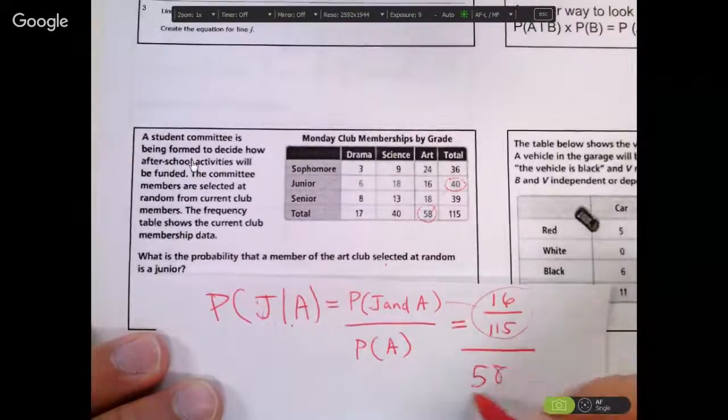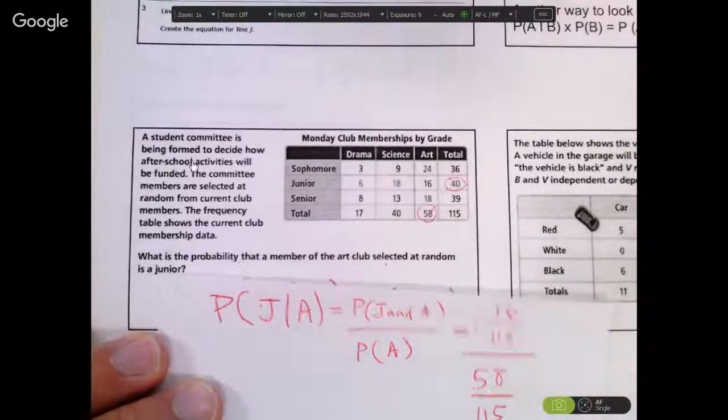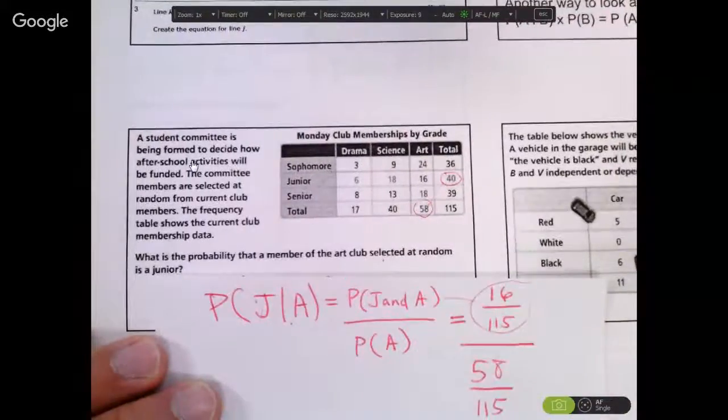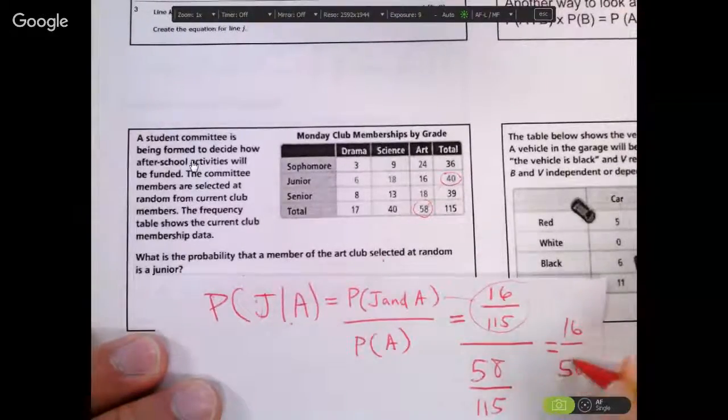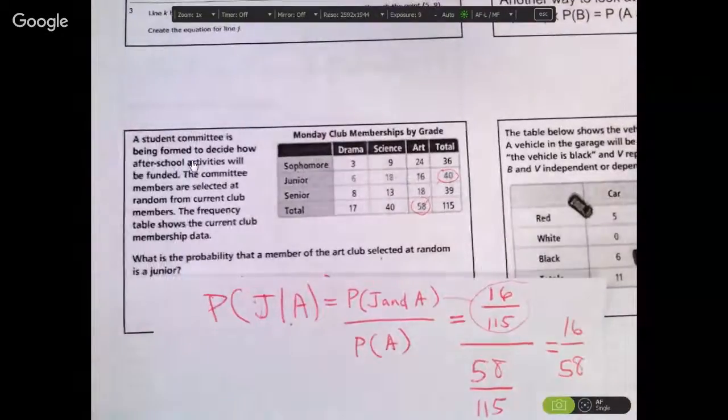58 out of 115. So this equals, okay? Now, you're going to probably want to yell at me, because let me tell you something. You can do a lot of these just thinking about them without the notation, and the notation might confuse you more than help you, but we have to know the notation.